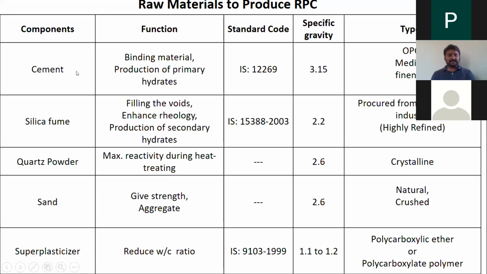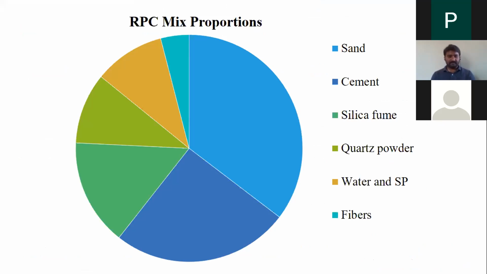These are the materials that we use to produce reactive powder concrete. The first ones are cement, silica fume, and quartz powder. This is one important material: in place of coarse aggregate, we are trying to replace it with quartz powder. What the proportions are, we'll see in the coming slide. Then we use silica sand, then superplasticizers. These are the standard codes, specific gravity of the materials, types and all. If you want, I can share the PPT with you, so you can visualize at any point of time later after the presentation.